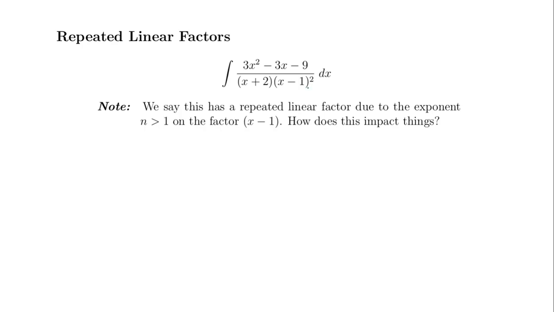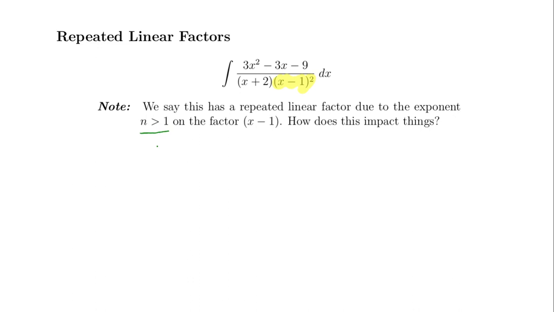So what we're going to say is that x minus 1 is a repeated linear factor because it has an exponent. Yes, there's an exponent on all the factors. It's 1 for most of them. But in this case, we have an exponent, n. We normally think of that as a natural number, so a positive integer bigger than 1. So how does that impact things?